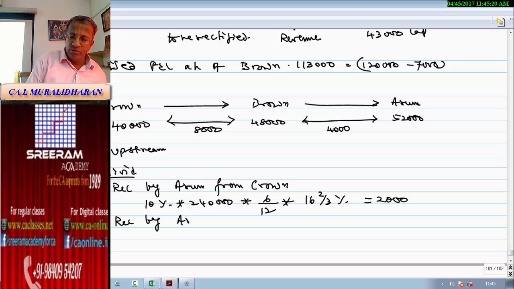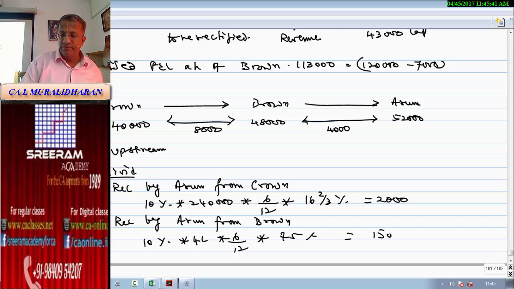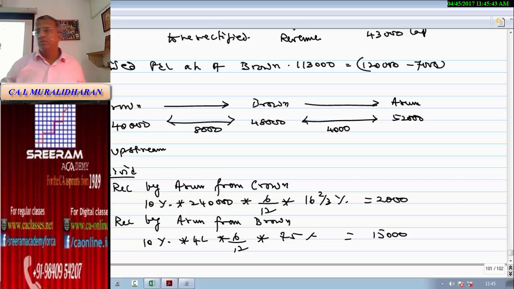Received by Arun from Brown: 10% on 4 lakhs into 6/12 into 75%. How much? 15,000. Brown receipt from Crown we have already taken up for rectification. We have already reduced it from P&L account, but we have got to reduce it from investments account. That is the only item that we have got to do.